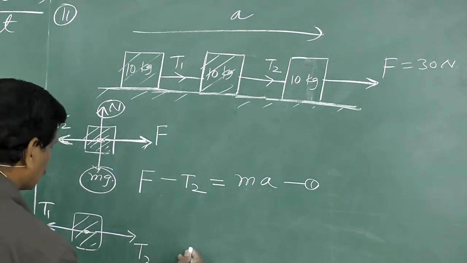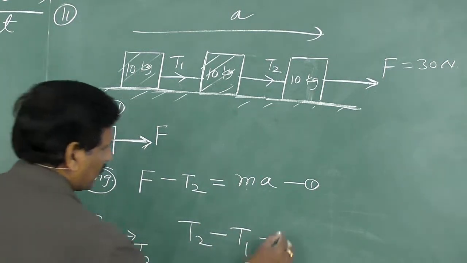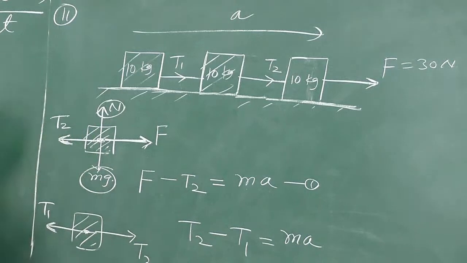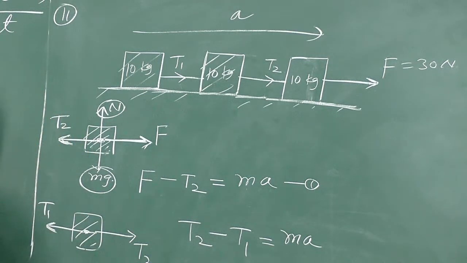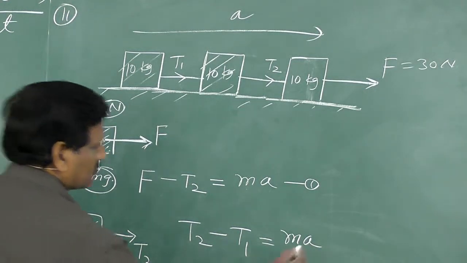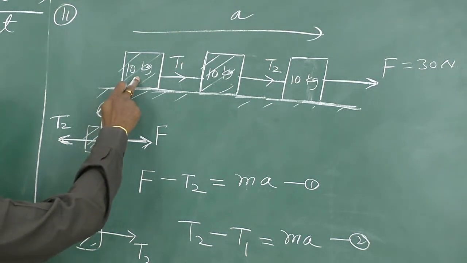So again you can write T2 minus T1 equal to ma. T2 is more than T1 because the system is moving like this. So T2 minus T1 is the net force acting on the second block, which causes acceleration a in the second block. Then according to Newton's second law, net force is equal to mass into acceleration. So T2 minus T1 equal to ma. This is equation 2.